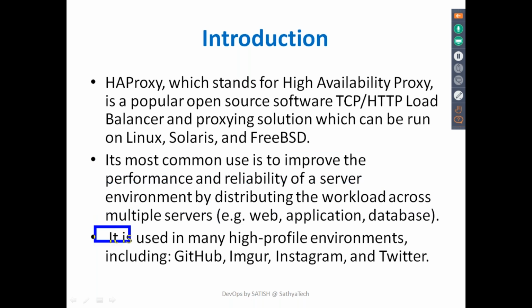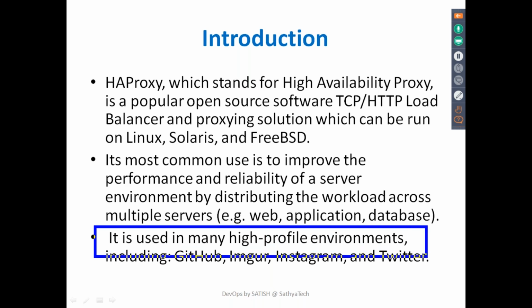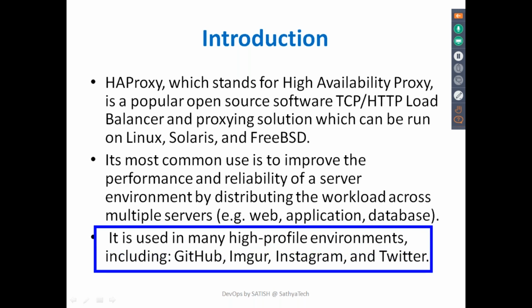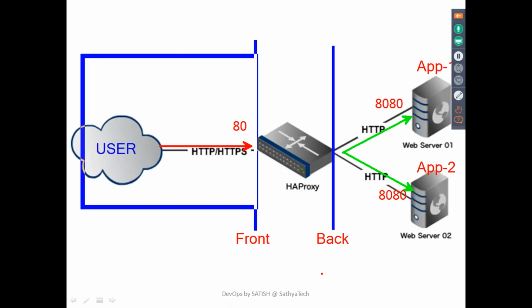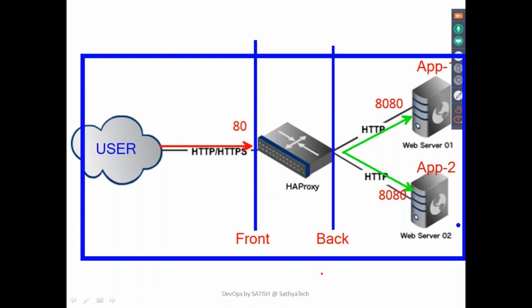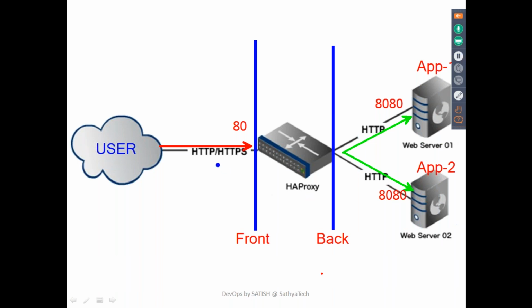And where can we use HAProxy? It is used in many high profile environments like GitHub, Instagram, Twitter. In different cases, we can use HAProxy. Is it clear? We have seen how HAProxy works and what the different things in HAProxy are. One is front end and back end. The front end always gets the request from the end user, and the back end distributes the request to its servers. Okay, fine.